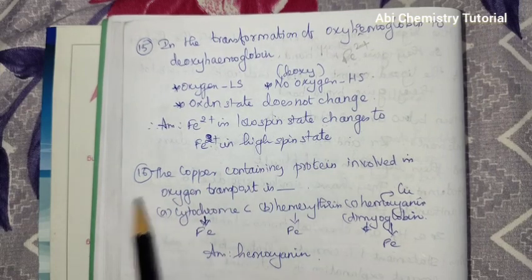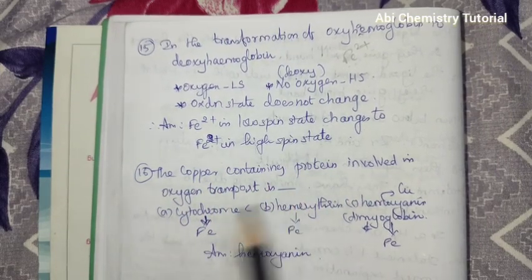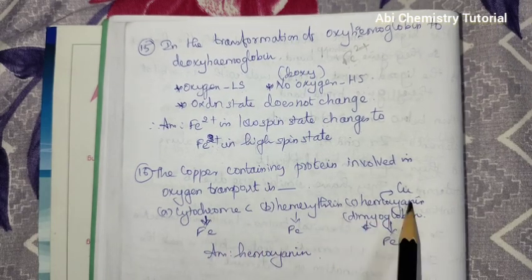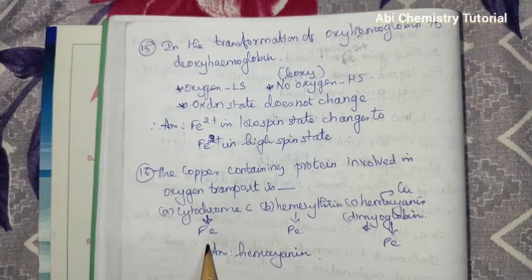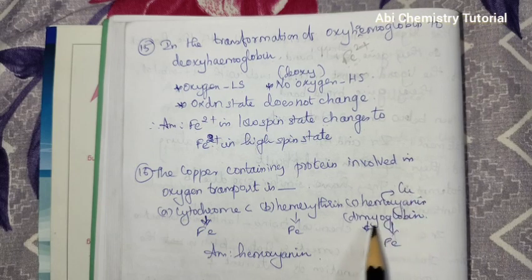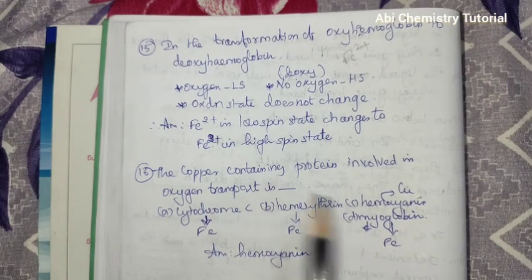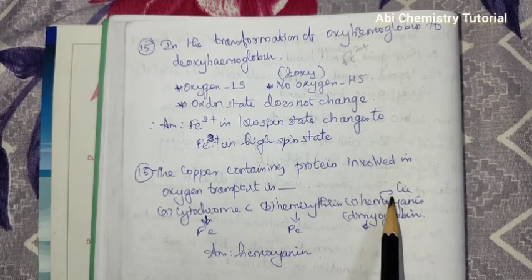The last question: the copper containing protein involved in oxygen transport is option A cytochrome C, option B hemerythrin, C hemocyanin, and D myoglobin. Cytochrome C contains iron, hemerythrin contains iron, hemocyanin contains copper, myoglobin contains iron. So the question is the copper containing protein. So the answer is option C hemocyanin, which contains copper.